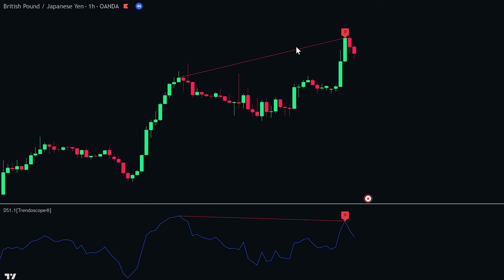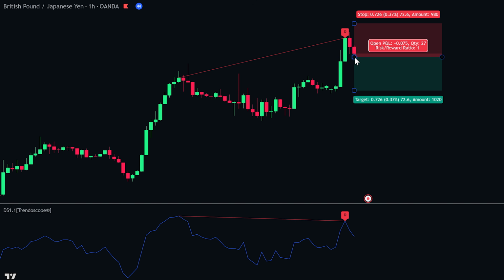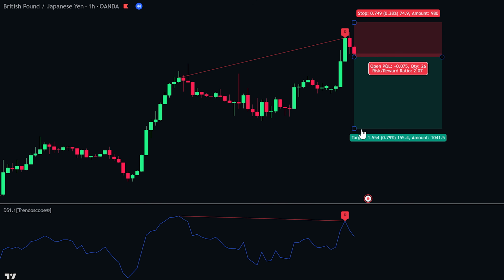This right here is a bearish divergence. And as you can see, the divergence screener automatically spots and marks it for you. If we were to take a short trade based on this signal, we'd place our stop loss just above the divergence high. For take profit, aim for a 1-to-2 risk-to-reward ratio.